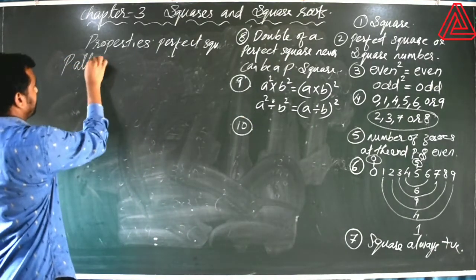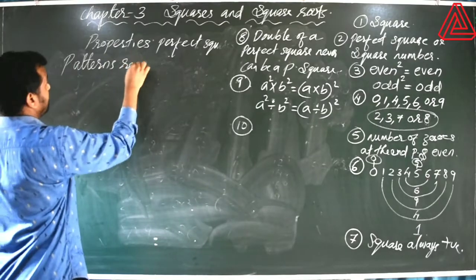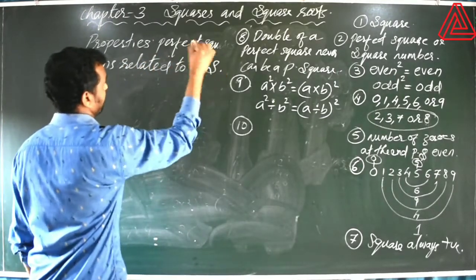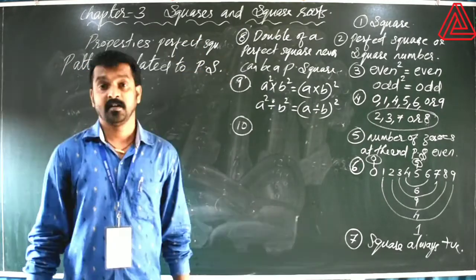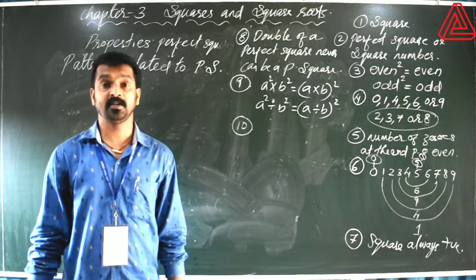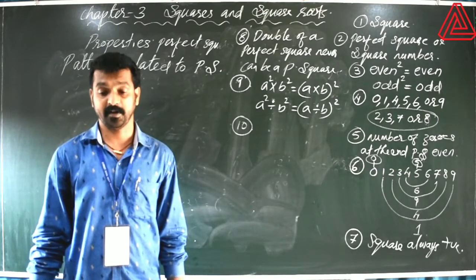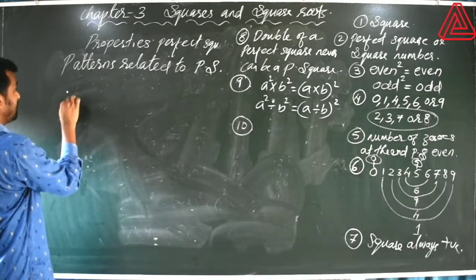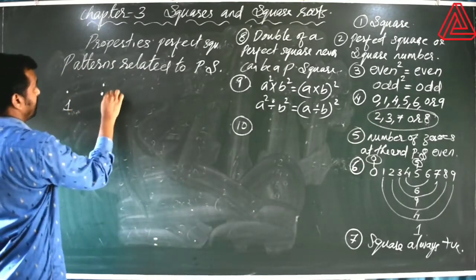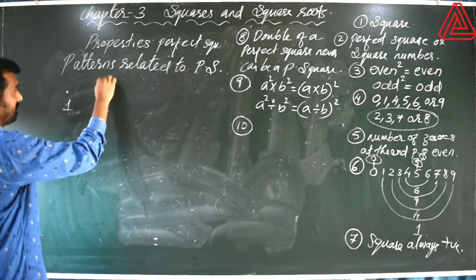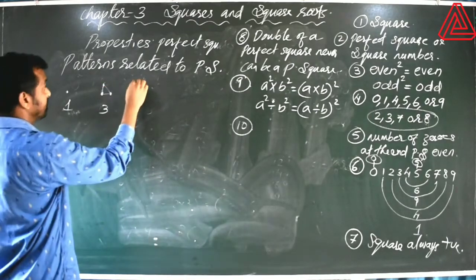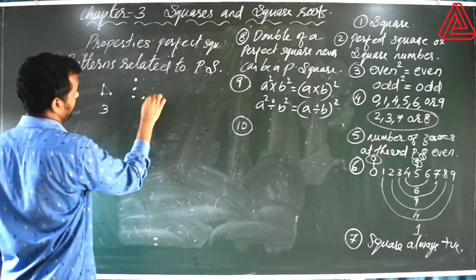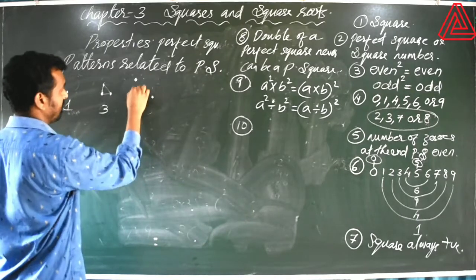Patterns related to perfect squares. The sum of two consecutive triangular numbers is always a perfect square. One is a triangular number. Next one is 1 2 3, a triangular number. It will come like a triangle. 1 2 3 4 5 6, 6 is a triangular number.